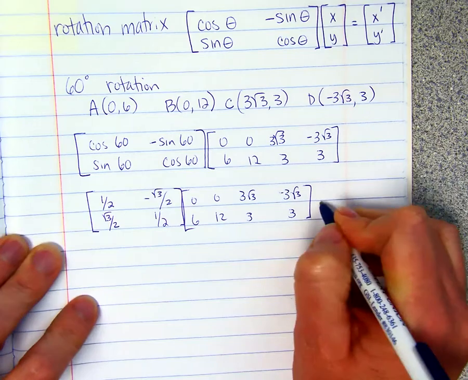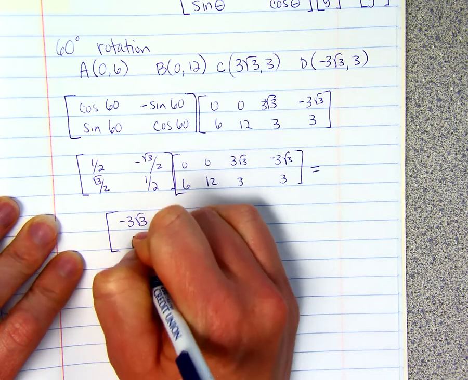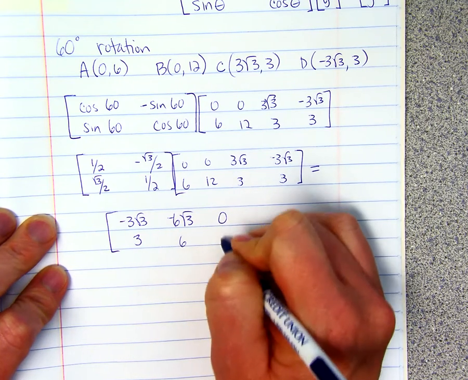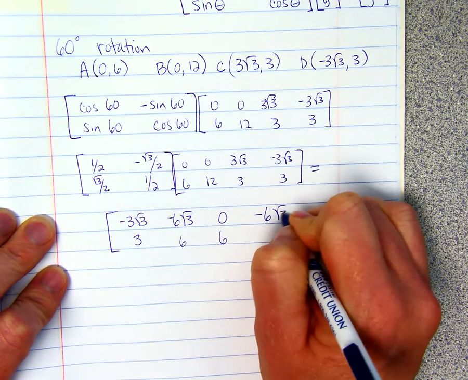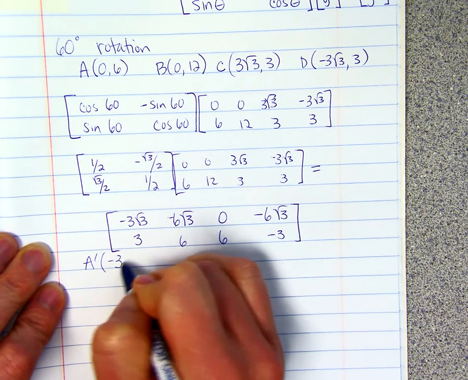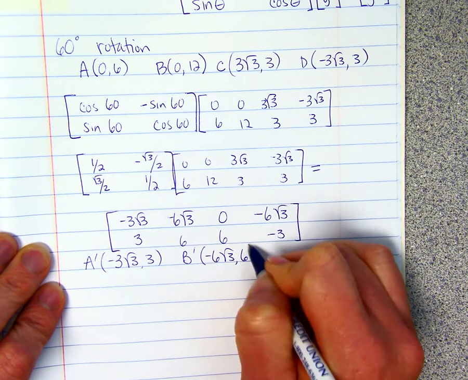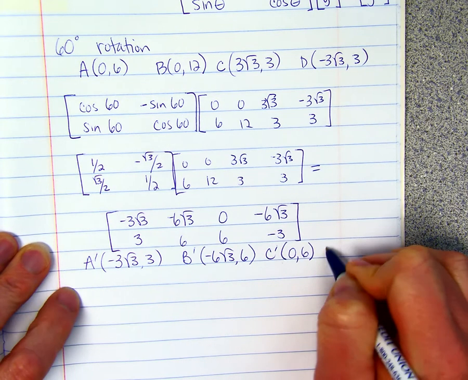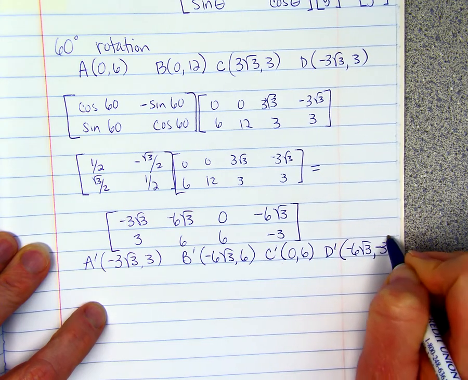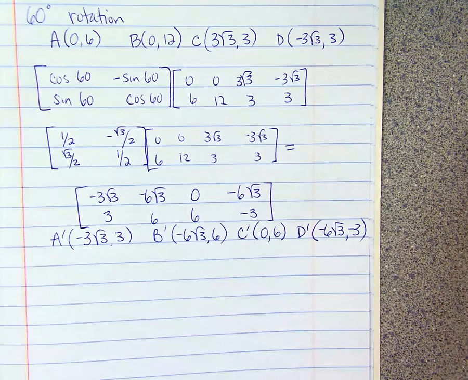And when you multiply, you get negative 3 root 3, negative 6 root 3, 0, negative 6 root 3, and 3, 6, 6, negative 3. So your A prime would be negative 3 root 3, comma 3. B prime, negative 6 root 3, comma 6. C prime is 0, 6, and D prime is negative 6 root 3, negative 3. And that would be your rotated quadrilateral. End of the lesson.